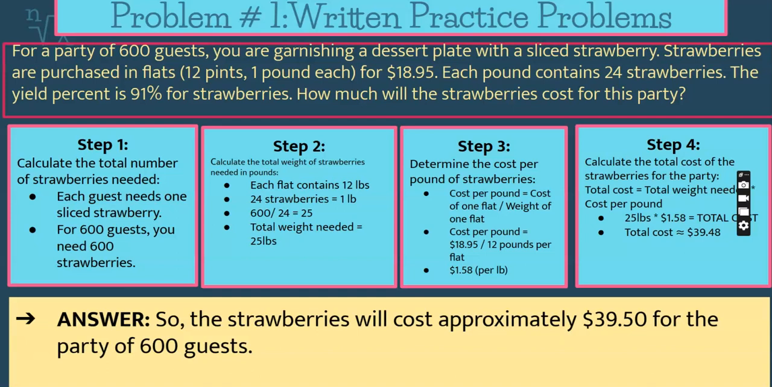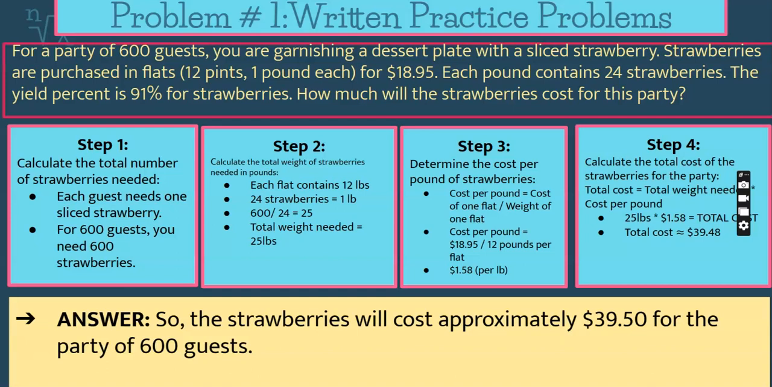Now, step number 4, calculate the total cost of the strawberries for the party. Your total cost equals your total weight needed times the cost per pound. We take the total weight needed of 25 pounds and multiply it by $1.58, because that's how much each pound is. Our total cost is $39.48, and I rounded that up to $39.50. So the strawberries will cost approximately $39.50. If you have anything within 1 or 2 pennies, that's totally fine. So that is how we're going to do this.